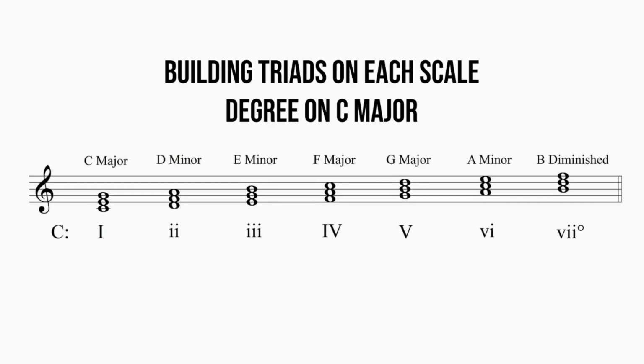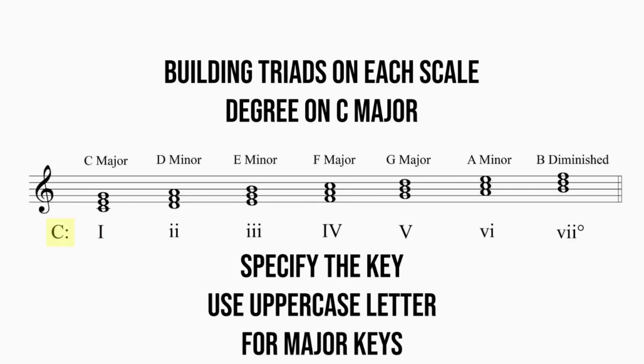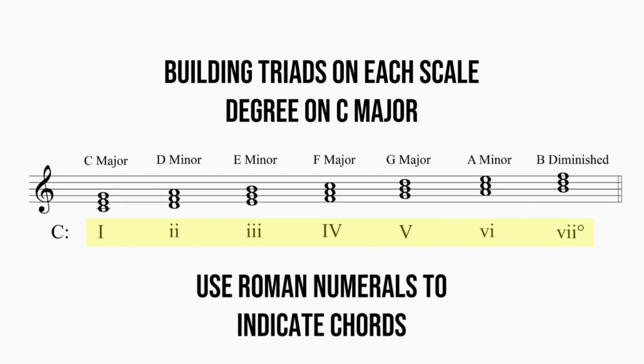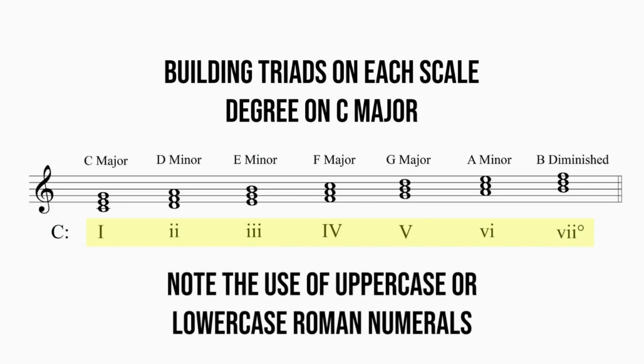But before we do that, we would need to specify the key. In this case, we are in the key of C major, so I'm using an uppercase letter C to specify that clearly. Then I will use Roman numerals to indicate the chords according to the scale degrees. Do note the use of uppercase or lowercase Roman numerals here too. The major chords will have uppercase Roman numerals, while the minor chords will have lowercase Roman numerals.